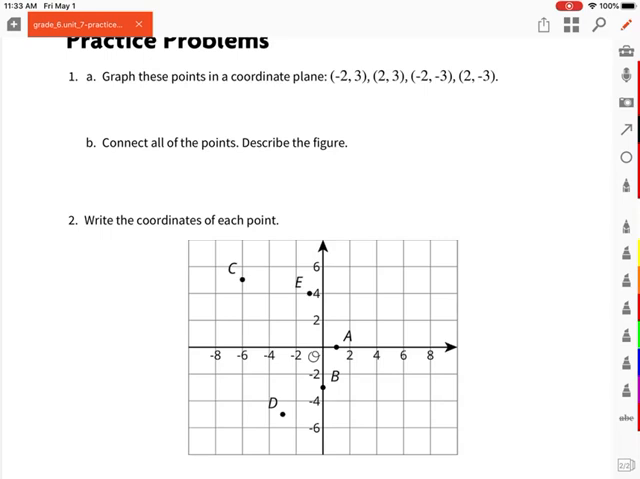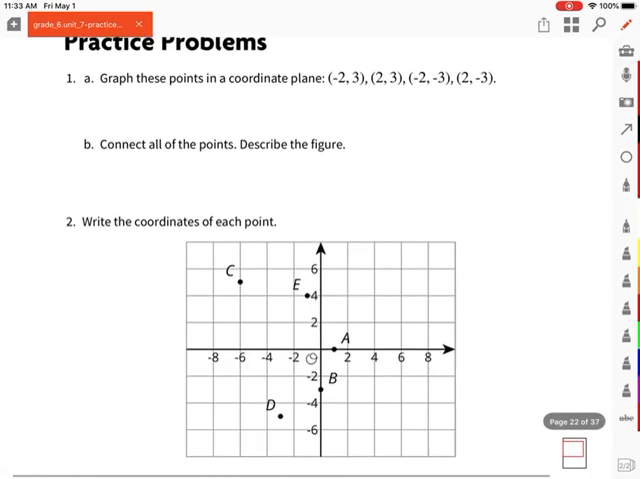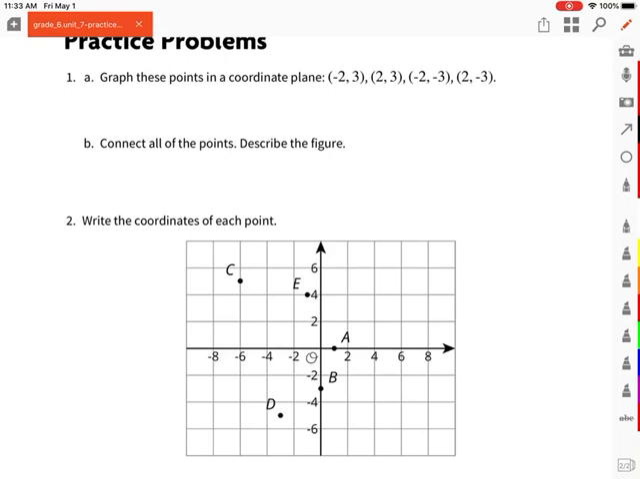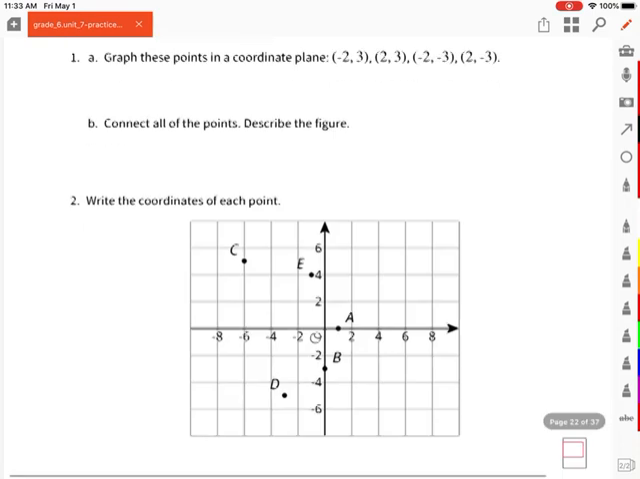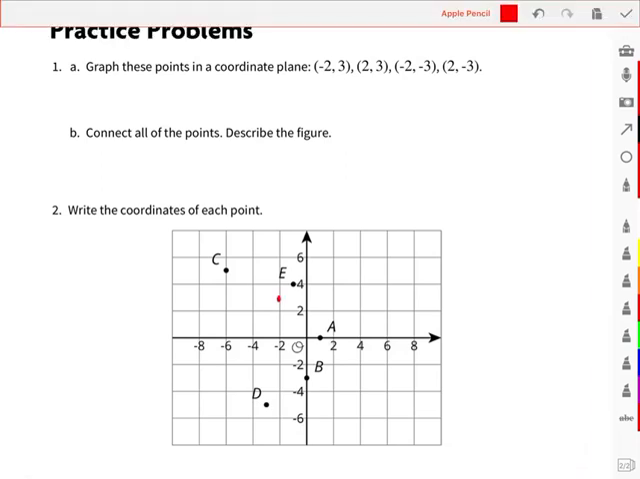Okay, we're correcting practice problems for Unit 7, Lesson 11. Number 1A says graph these points in the coordinate plane, so let's do that. We have (-2, 3), which would go here.